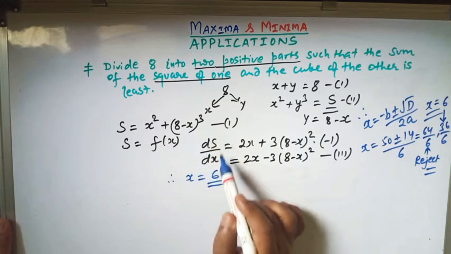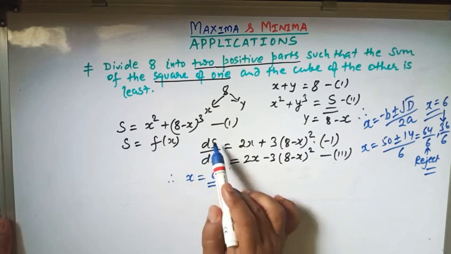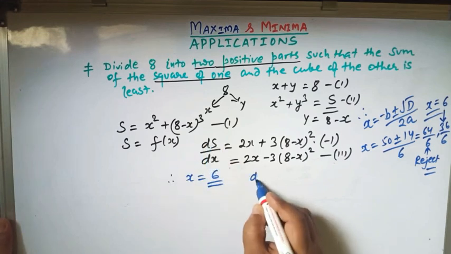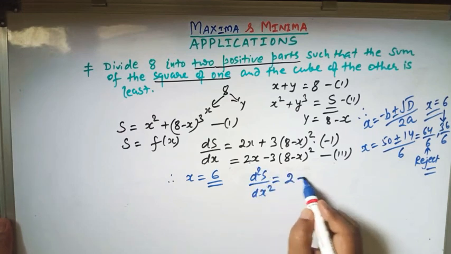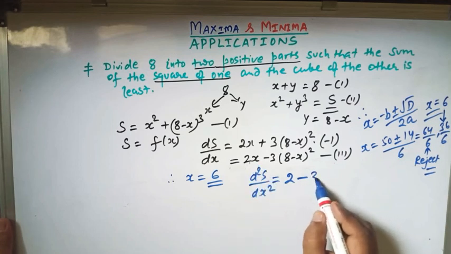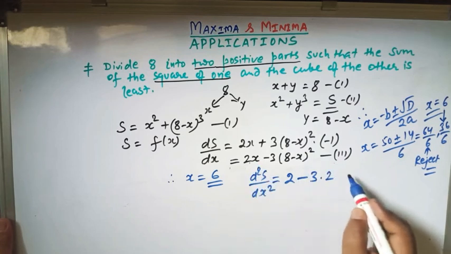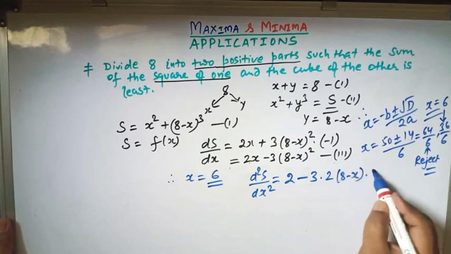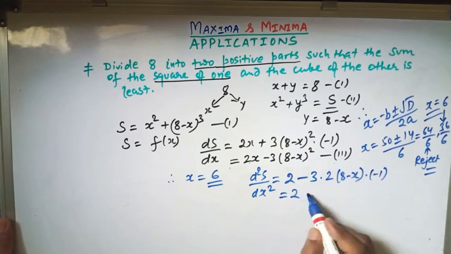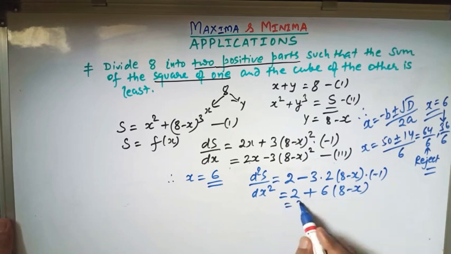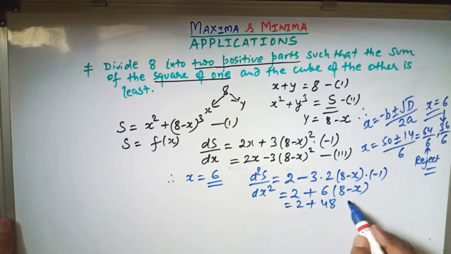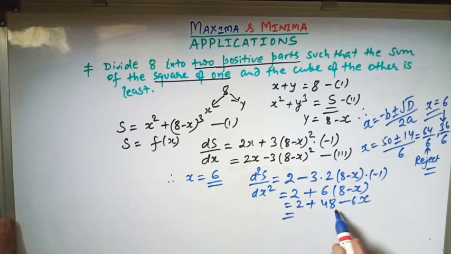Now we have to test that s is least, and by the second derivative test we'll test by differentiating ds over dx. So the second derivative of s is 2, the derivative of 2x is 2, and here we have minus 3 times 2 times (8 minus x) times minus 1. So this is 2 plus 3 times 2, which is 6, times (8 minus x), this is 2 plus 48 minus 6x, and we have 50 minus 6x.